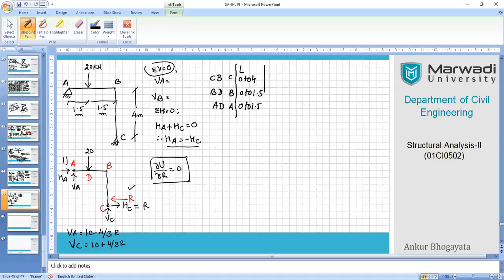Right. So now let's go for the generalized moment equation, where I need your help. Who will tell me what will be the equation for this? Look at this figure number 2, and tell me how should I write the equation of moment for the CB portion, with C as the origin. Raise your hand, I will unmute you. You can raise your hand, I will unmute you.